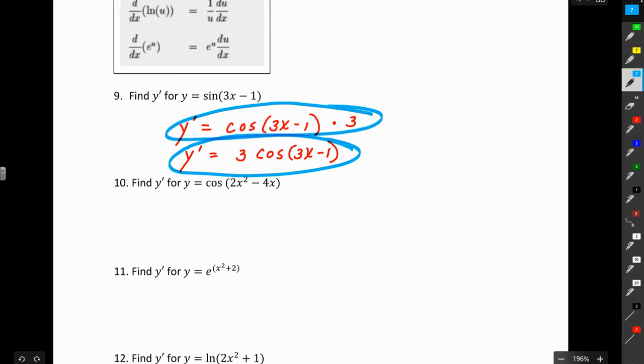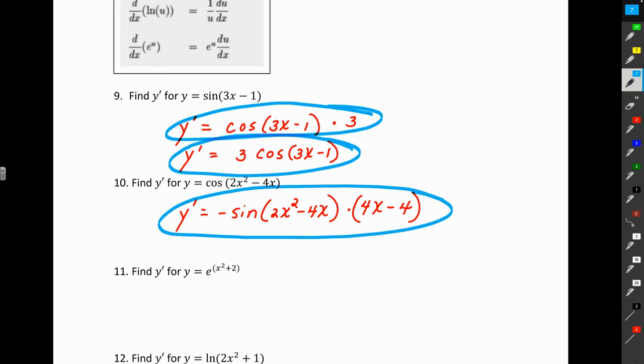Number 10, we have the chain rule now for cosine. We're going to be taking the derivative of the outside times the derivative of the inside. The derivative of cosine is negative sine. So here's the derivative of the outside. Now we're going to be taking the derivative of the inside part of that. And that's it for number 10.